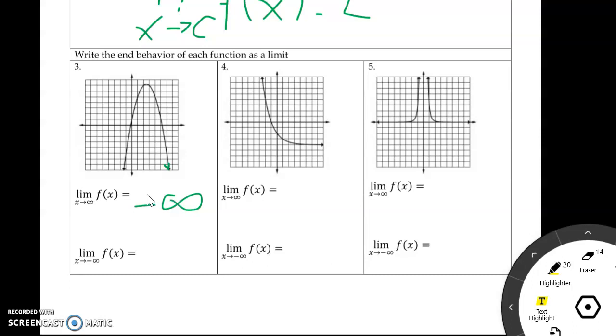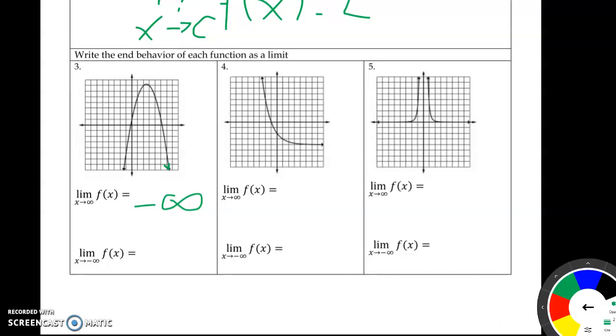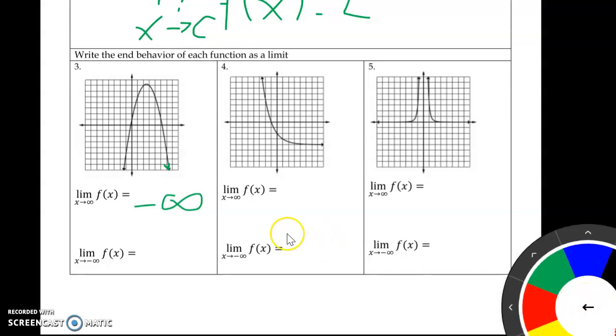So that means it will be approaching negative infinity. Then we want to know the limit of f of x as x is approaching negative infinity. So here, as our x values are getting even smaller, f of x is still approaching negative infinity. Our arrow is going down. Let's look at our next one.